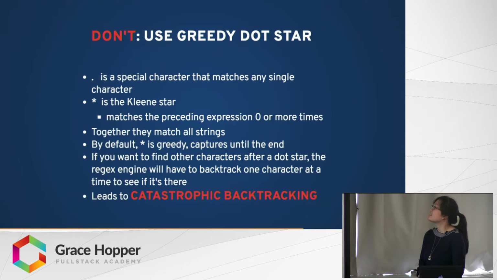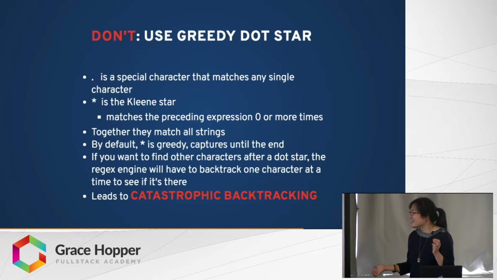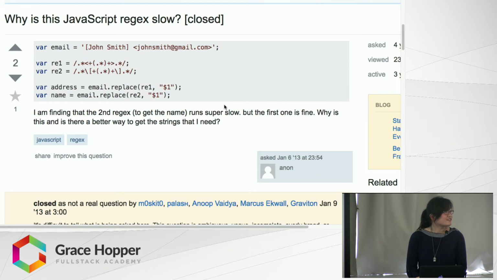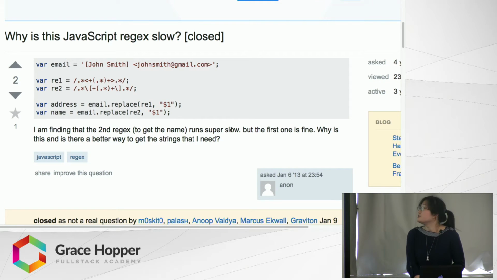Okay. Don't use greedy dot star. Dot matches any single character, and star says to match the preceding character 0 or more times. So together they can match every string ever created. And by default, dot star is greedy, so it'll match as much as possible. So if you have dot star and then you want to find an L, it'll capture everything till the end and then backtrack. It'll eat up the L and then be like, oh wait, I need to look for an L, and then it has to go back one step and find the L. If you're doing very complicated things, then it has to backtrack a million times, and that leads to catastrophic backtracking.